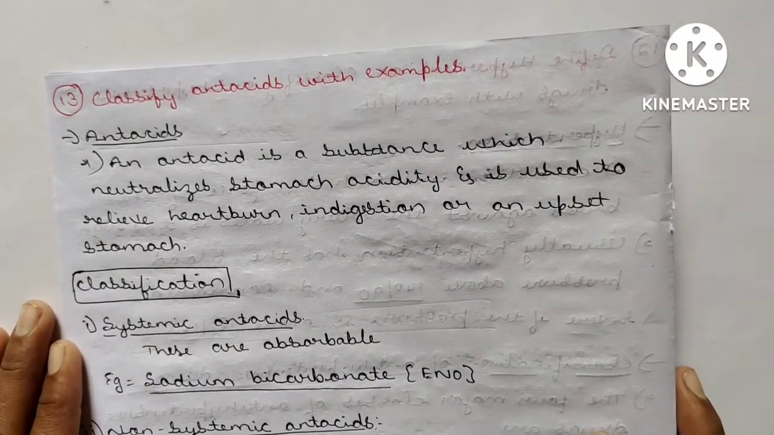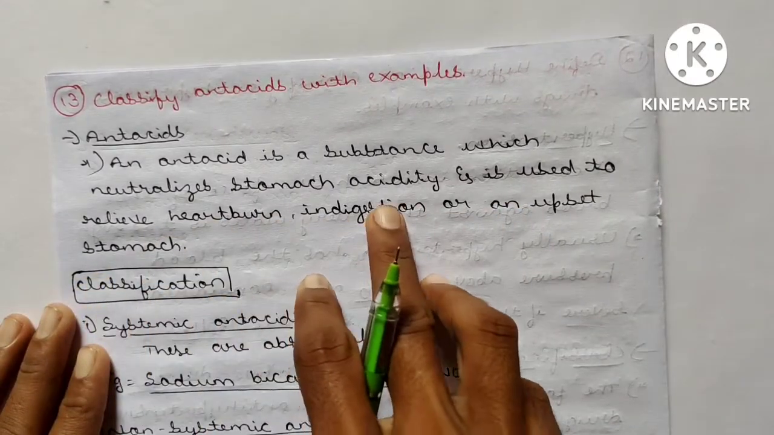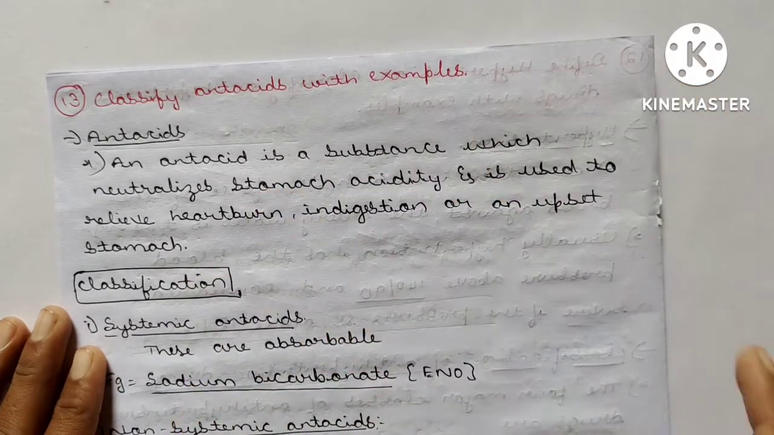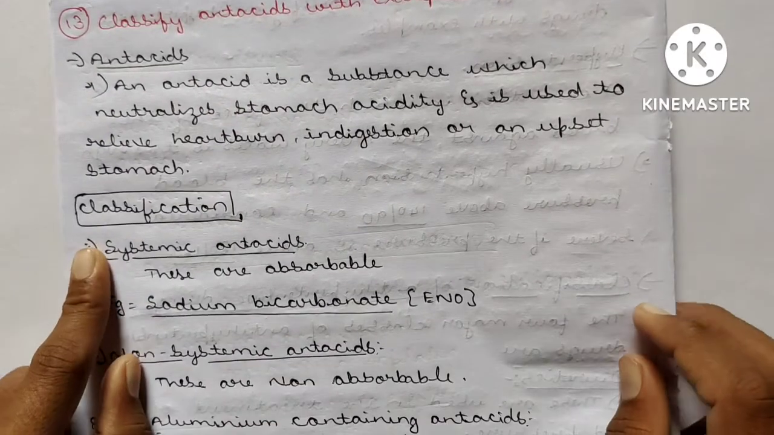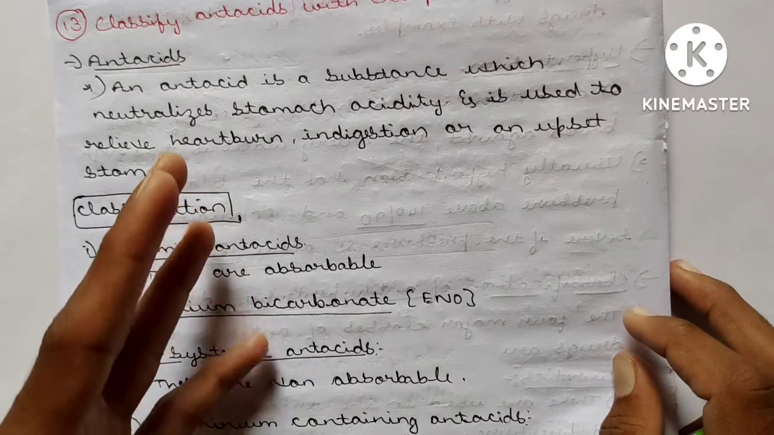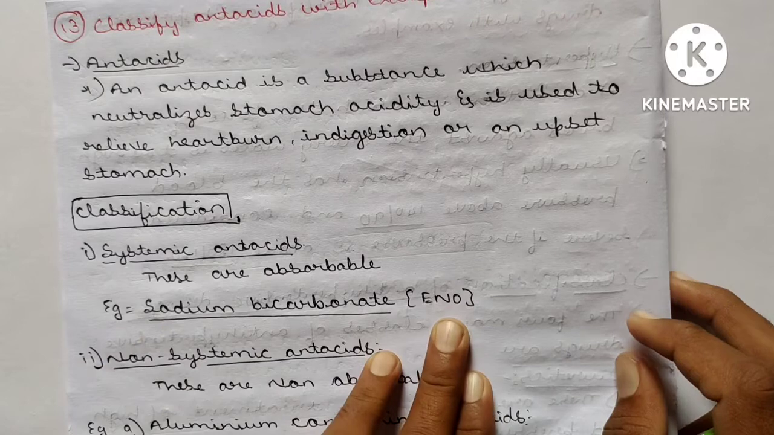Now, classify antacids with examples. See, an antacid is a substance which neutralizes stomach acidity and is used to relieve heartburn, indigestion or an upset stomach. Simple, like Gelusil and Digene syrup that you use at home. Classification: systemic antacids, these are absorbable. These chemicals get absorbed in the intestine. Example, sodium bicarbonate, which we call ENO.